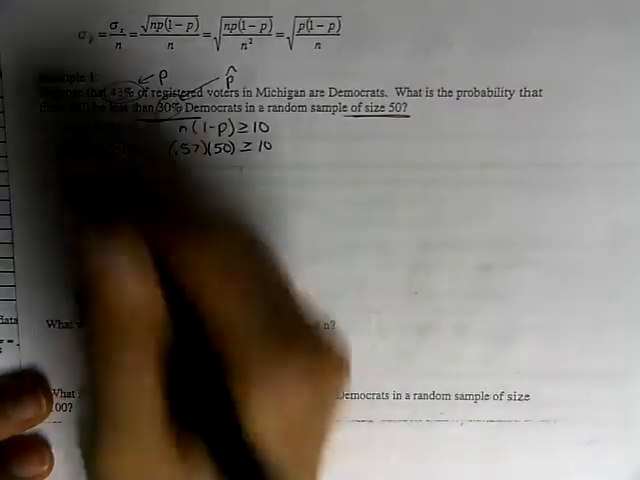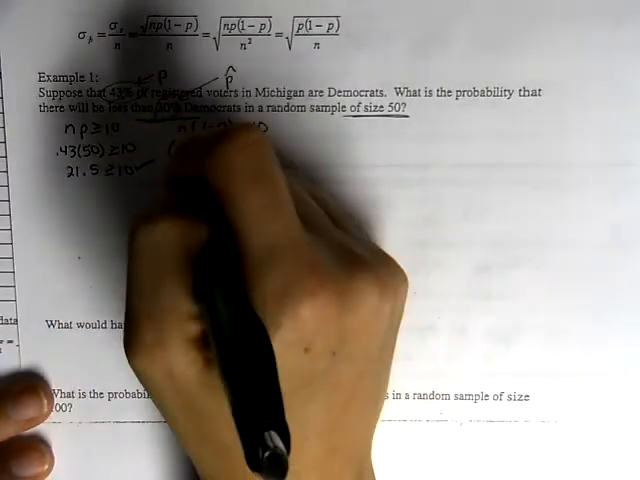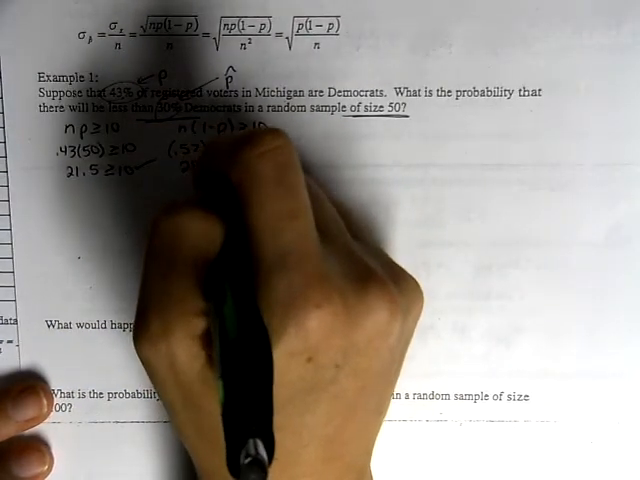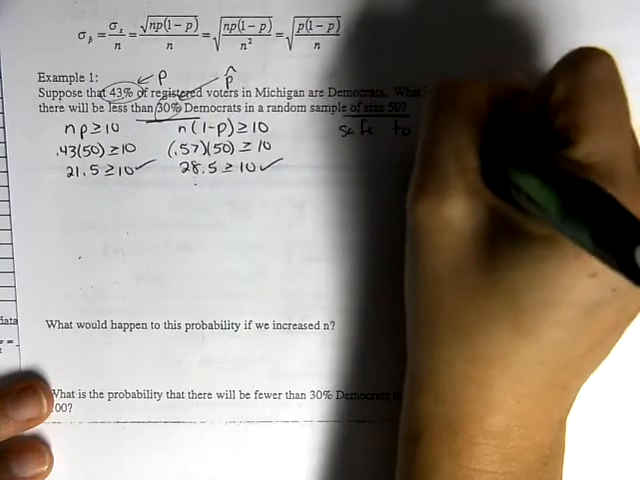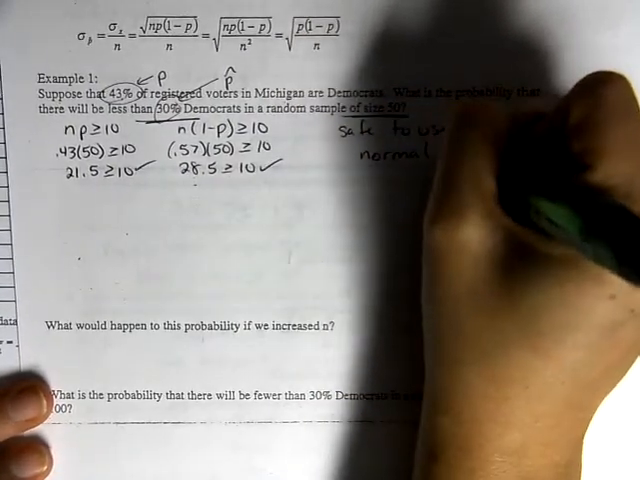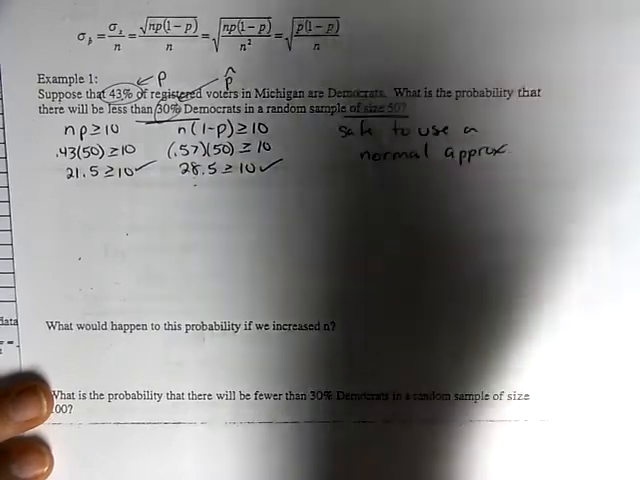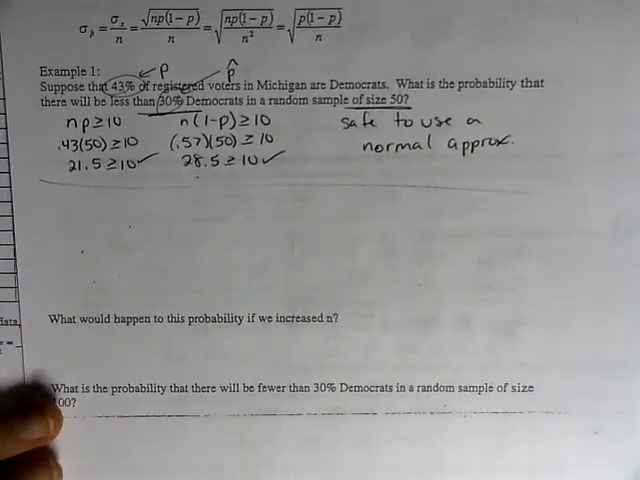So 21.5 is greater than or equal to 10, and 28.5 is greater than or equal to 10. So it's safe to use a normal approximation. So it's safe to use what we've always been using. Okay, so now I'm actually going to do the problem.